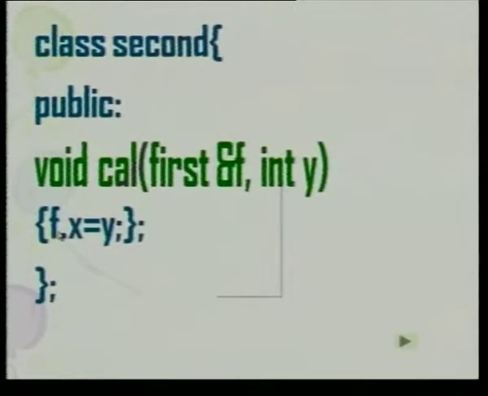And here, similar to the example that we saw in the last program, this f is accessing the variable of the first class and assigning it a value y. So, again this class second, because it is a friend of the class first, is able to access that particular class's variable and initialize it to another variable. This is the object and this is the variable. This is how you are accessing the variable of class first and initializing it to another variable y.